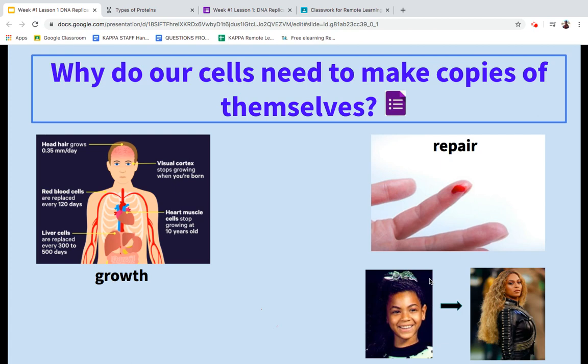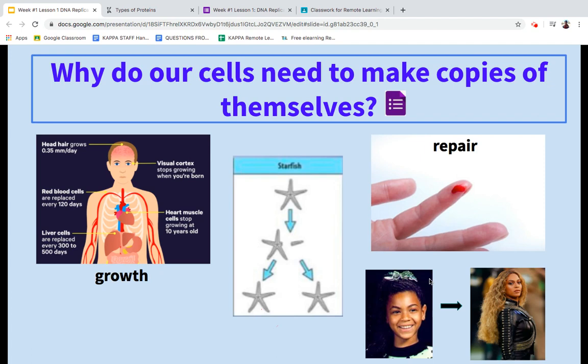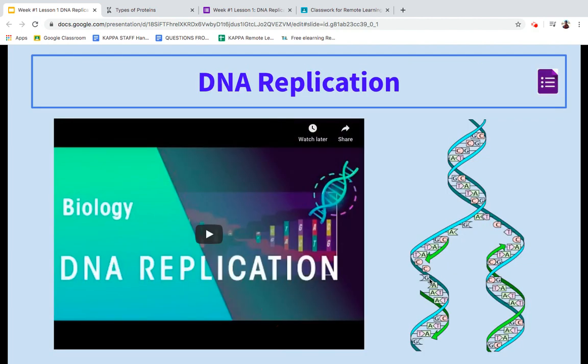Another reason that cells make copies of themselves is for something called asexual reproduction, which we'll talk about in a later day. But an example that we're using here is a starfish. If you cut off an arm of a starfish, it can actually grow its arm back. And that's done through cell division. So how does DNA replication work? We're going to watch a video. Again, there are questions that go with this video. And if anything pops out to you, you can take notes on that as well.